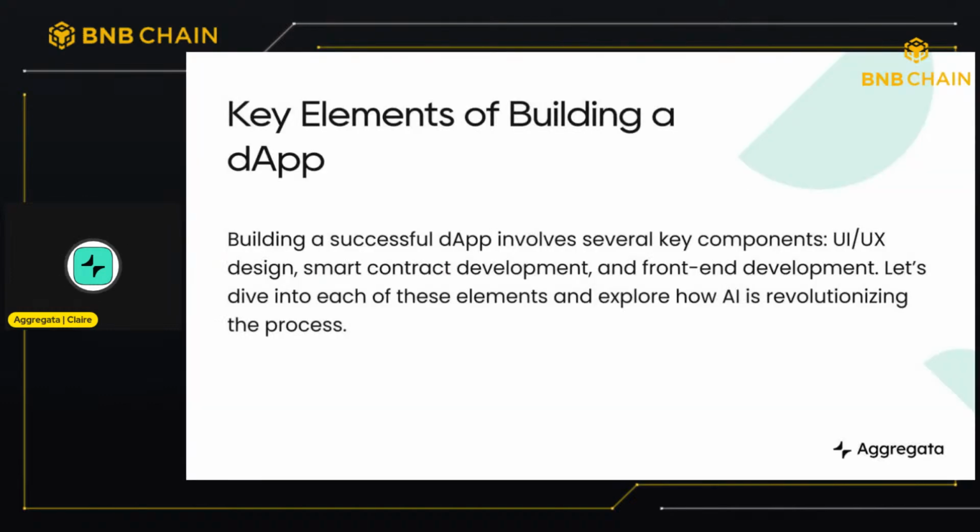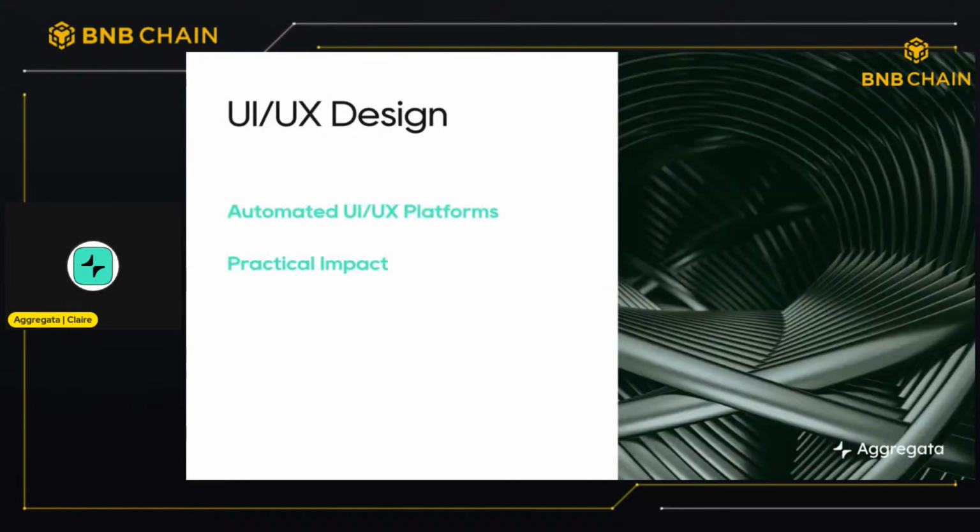As we think, building a successful DApp involves many key components like UI and UX design, smart contract development, and front-end development. I will go through these elements and explore how AI is changing these phases. The first part is UI and UX design. They are very important and crucial for any application. They give you the first impression and can make or break users' engagement. AI modeling can be used to build automated AI UI and UX platforms. There are several platforms like UiZard and Figma that leverage AI and help designers create their web UIs, websites, and mockups very quickly.